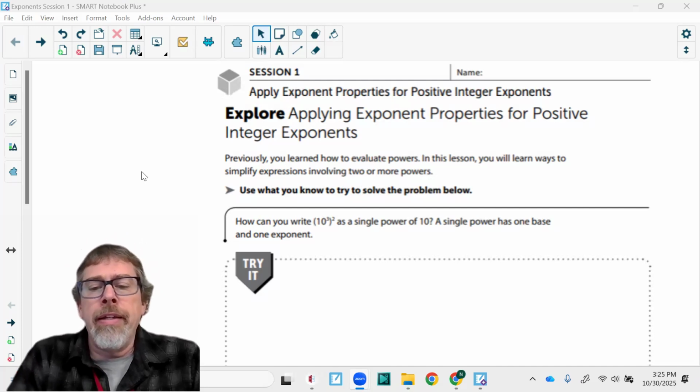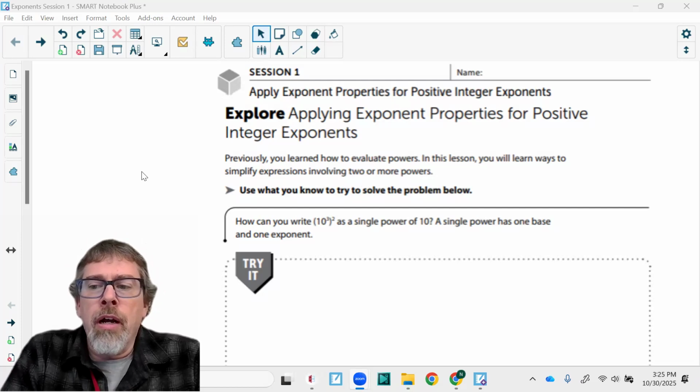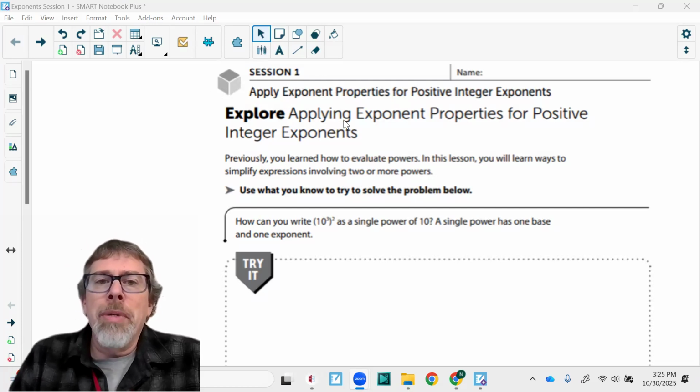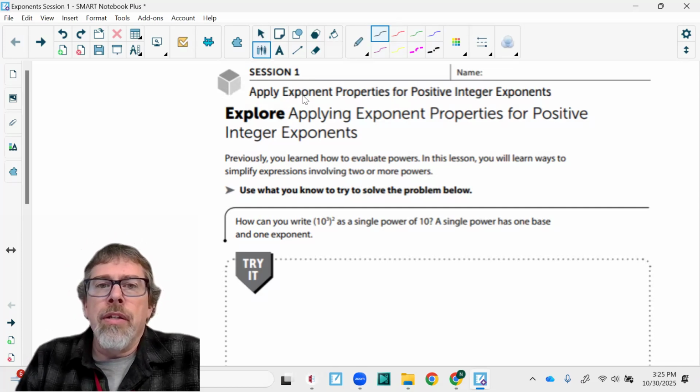This is a lesson that is out of the supplemental book, Student Companion. So we're going to be in this for the next 4 days. And session one is applying exponent properties for positive integer exponents. So explore applying exponent properties for positive integer exponents.